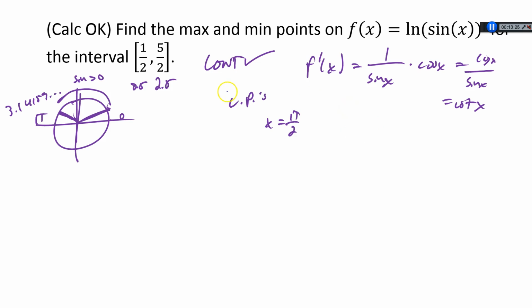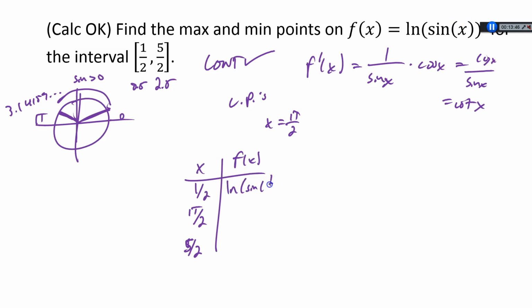So then if we're thinking about maxima and minima, the x values we have to test, this is called the test point method. We're going to use the endpoints, 1/2, then pi over 2, and then 5/2. Okay, so let's see if we can figure out these values. So for 1/2, I'm now going to plug them into the actual function, f of x. So here we'd have natural log of sine of 1/2.